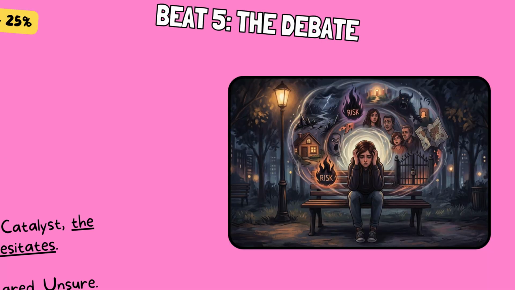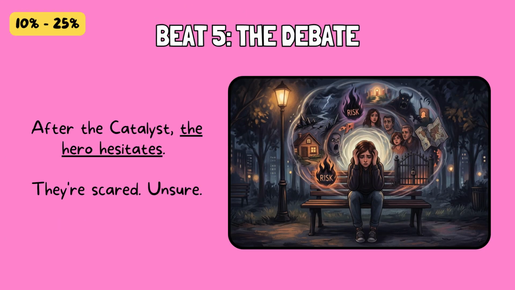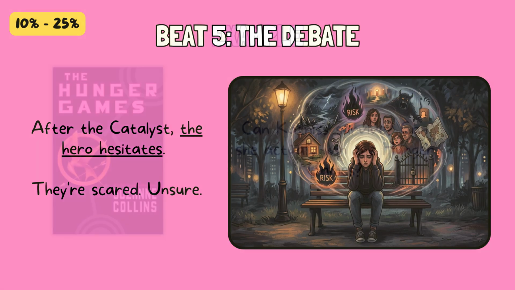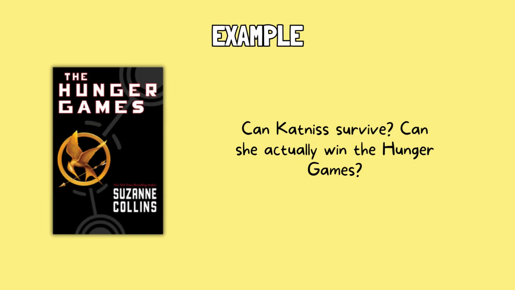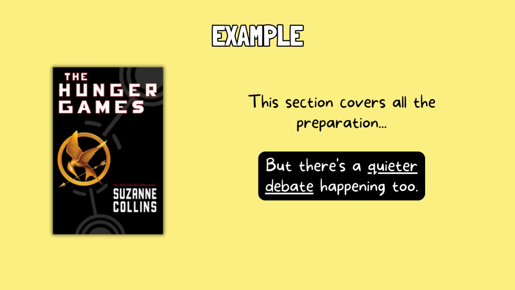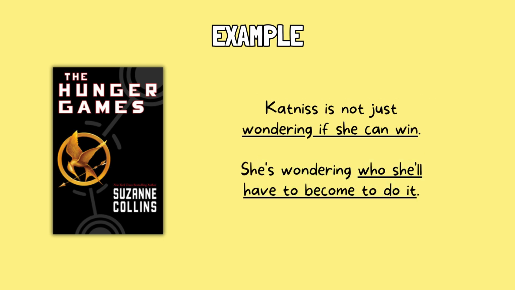Beat 5, the debate. After the catalyst, the hero hesitates. They're scared, unsure, and the reader is asking the same questions the hero is asking. For the Hunger Games, the central question is brutally simple. Can Katniss survive? Can she actually win the Hunger Games? This section covers all the preparation: the goodbyes, the train ride, meeting Haymitch, the early glimpses of the Capitol. But there's a quieter debate happening too. Katniss is not just wondering if she can win, she's wondering who she'll have to become to do it.